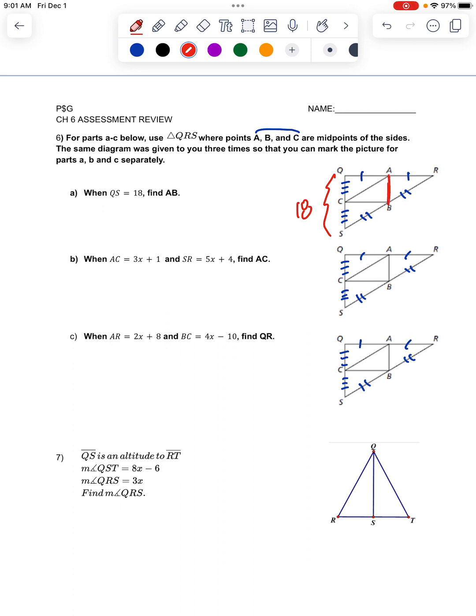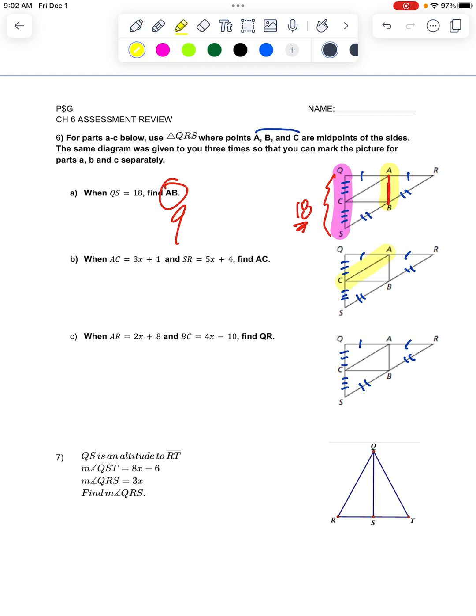These are related because AB is the shorter segment. AB is one of our mid-segments. A and B are both midpoints, so AB is half of QS. Remember, with a mid-segment, I divide by 2 if I have the base, the longer side, or I multiply by 2 if I have the mid-segment, the smaller segment. Most of the time, I like to multiply by 2, but since we were given the bigger one, I have to divide.